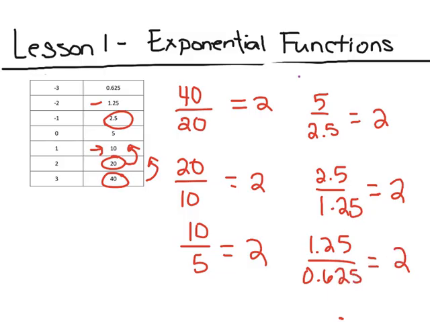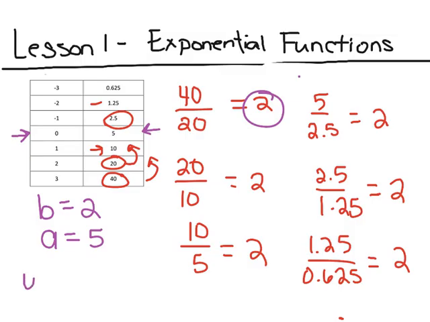So when you get them to be all the same, you know that it's exponential, and this is your base. So our base is equal to 2. We also know that since when x is 0, y is 5, that is our y-intercept, so a is equal to 5. So if we wanted to determine an equation from this, it would be y equals 5 for a, 2 for b, to the power of x. So that is the equation for this table of values.